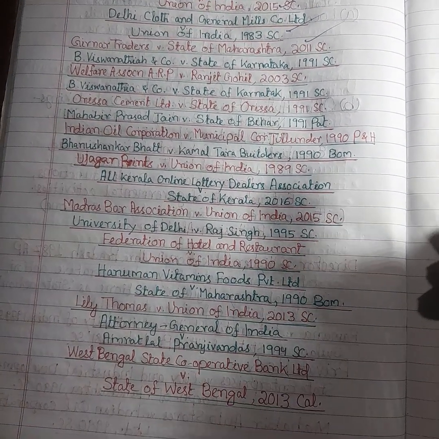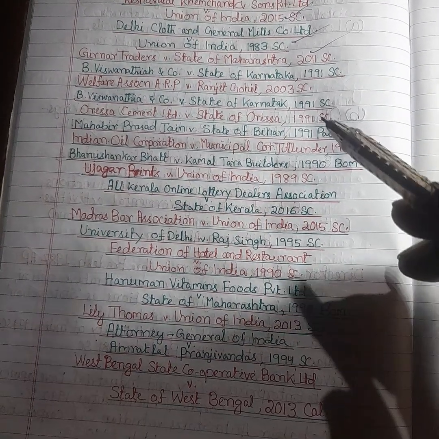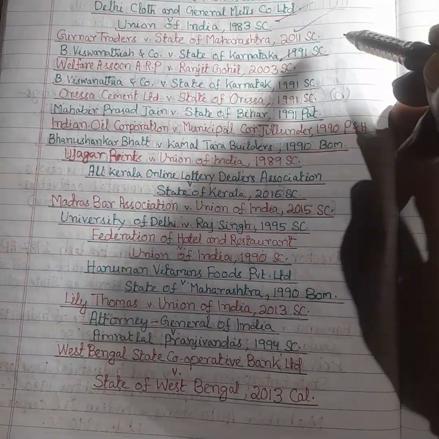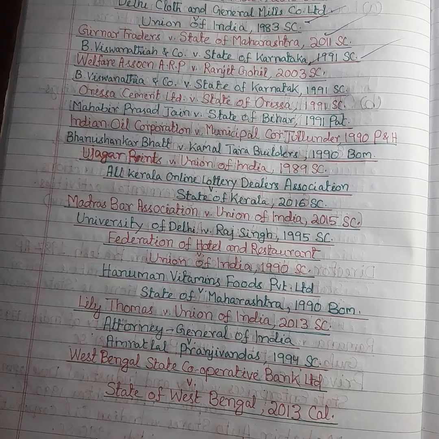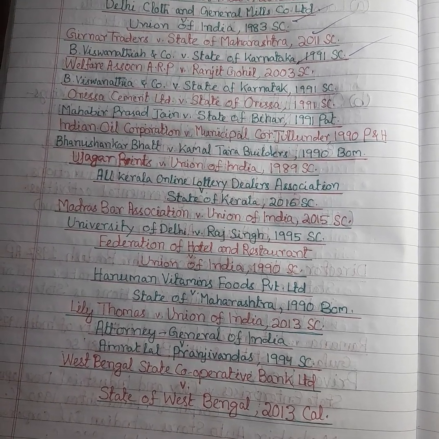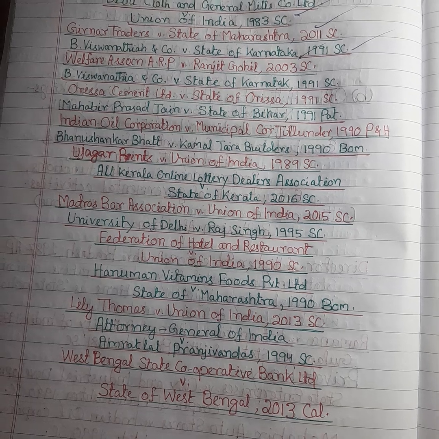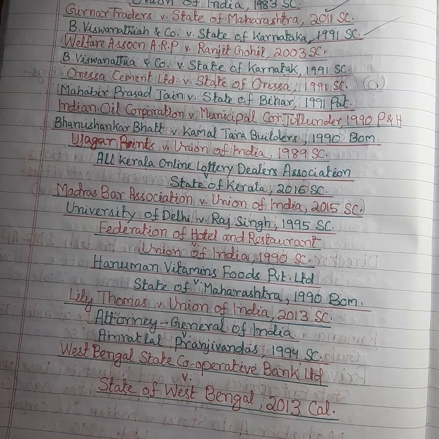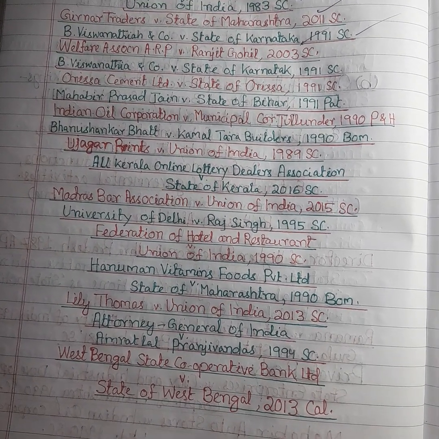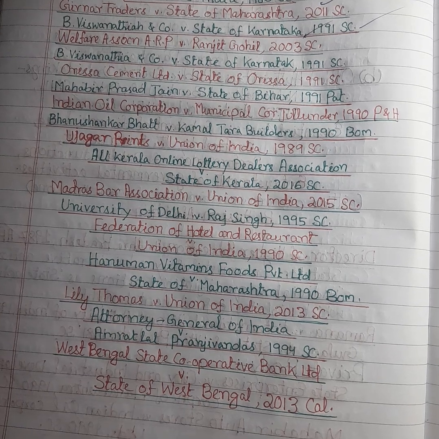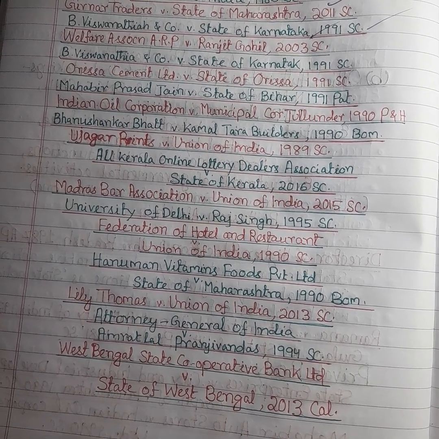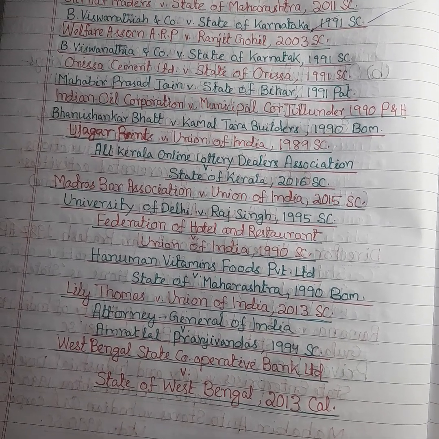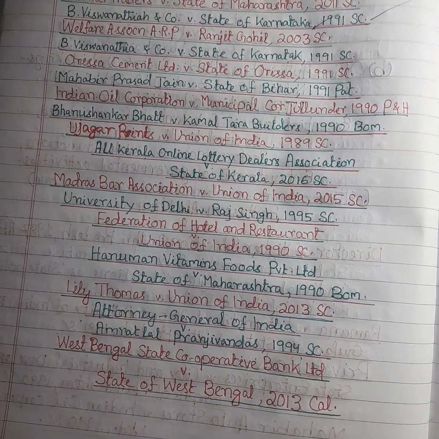And now we'll go to another important leading case, that is B. Vishwanathiah and Company versus State of Karnataka in 1991. The Supreme Court held that no question of conflict between two lists will arise if the impugned legislation, by the application of the doctrine of pith and substance, appears to fall exclusively under one list, and the encroachment upon another list is only incidental.